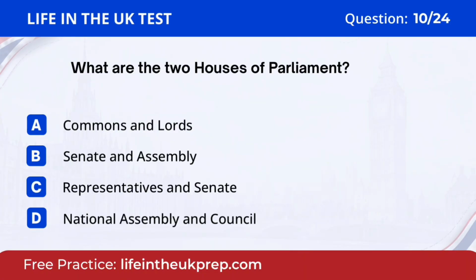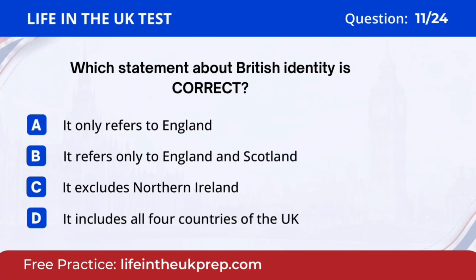Question 10. What are the 2 houses of Parliament? A. Commons and Lords. B. Senate and Assembly. C. Representatives and Senate. D. National Assembly and Council. The answer is A. Commons and Lords.